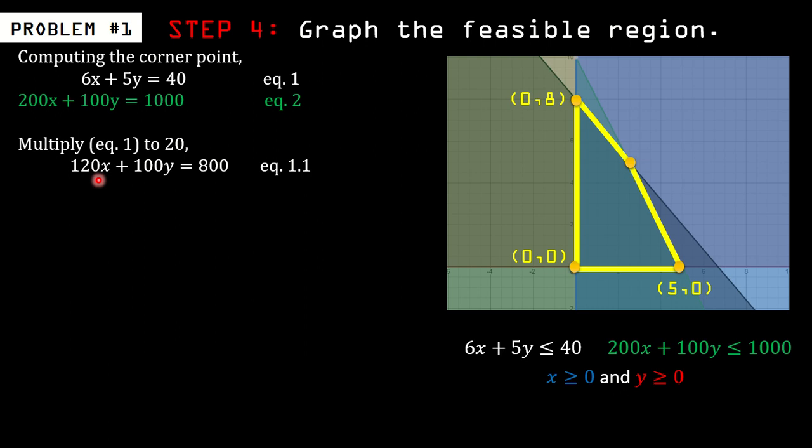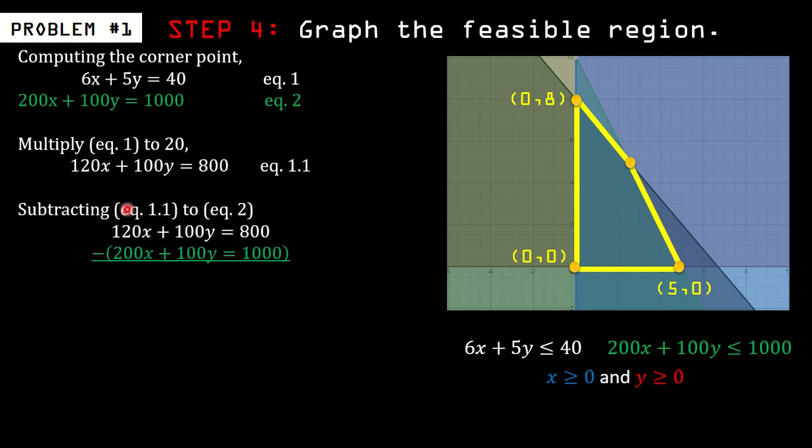And then, again, we're going to eliminate y. So for us to do that, we need to subtract equation 1.1 from equation 2. So here's what will happen. We have 120x plus 100y is equal to 800, minus 200x plus 100y is equal to 1000.